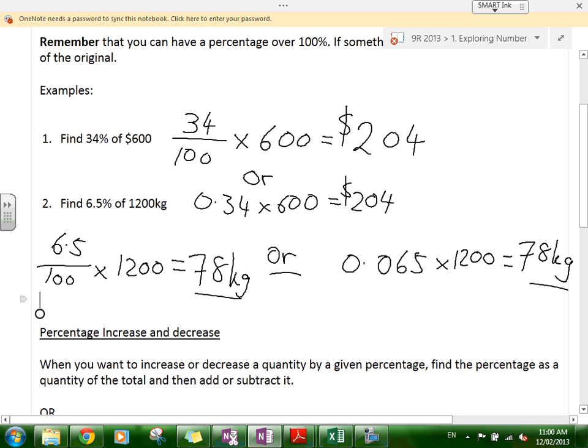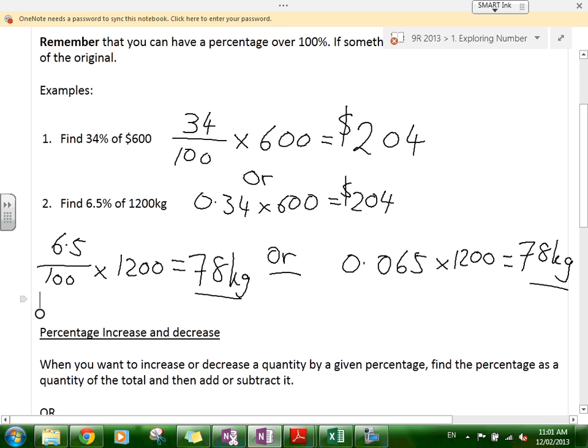Remember that you can have a percentage over 100. If something is doubled, you say it's 200% of the original. It's just an example. So the important point is this. Remember that you can have percentages over 100%. Any number of examples of that.